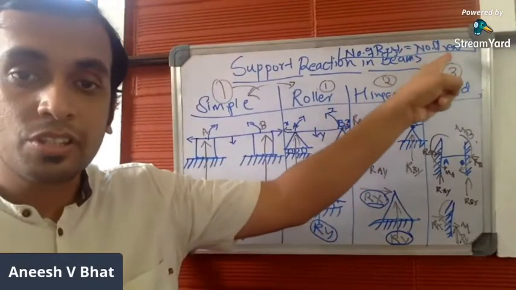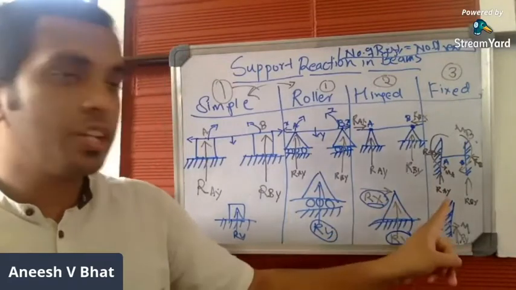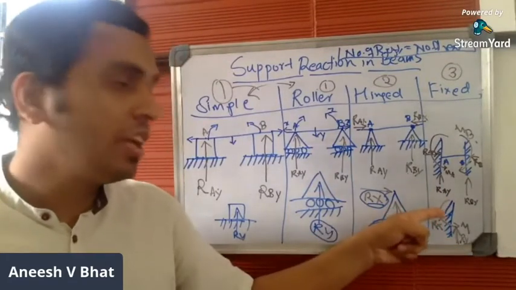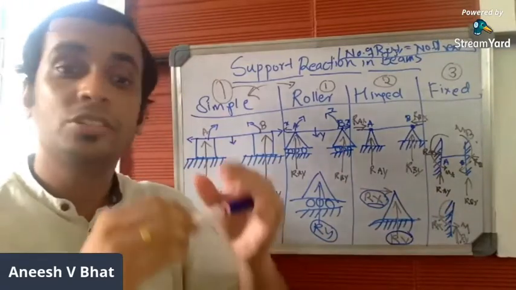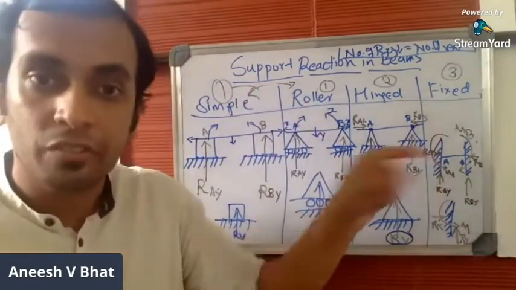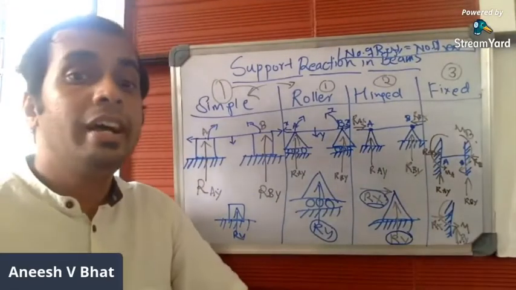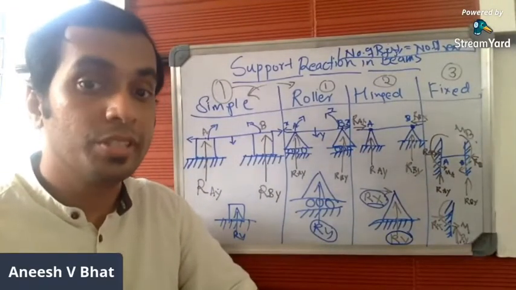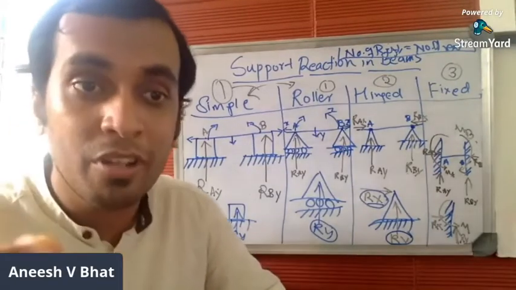So the number of restrictions should be equal to the number of reactions. So how many reactions do we have here? One in the Y direction, the first reaction, one in the X direction, and the third reaction is the moment because rotation is not allowed here. Since rotation is not allowed, you have moment as one of the support reactions.